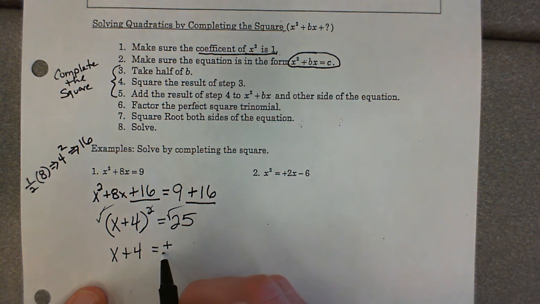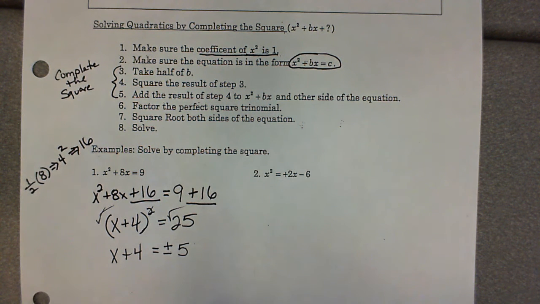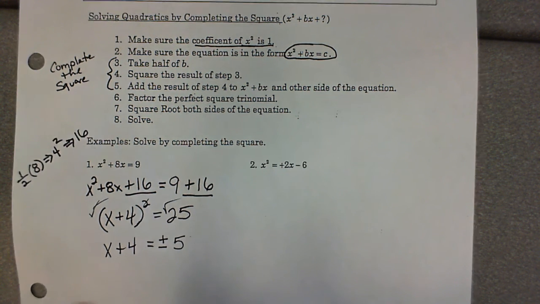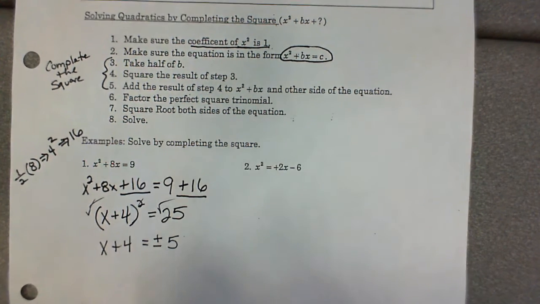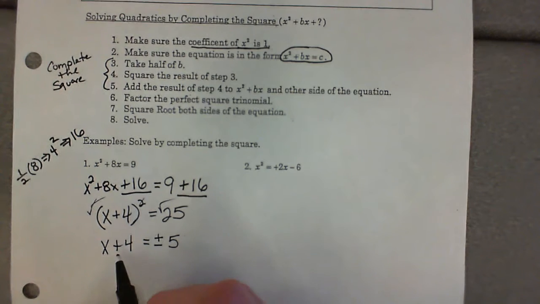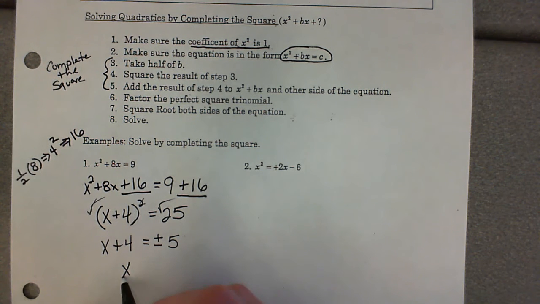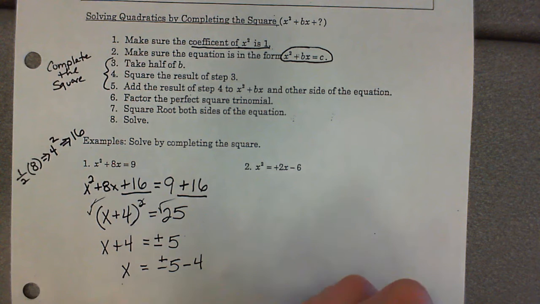So this is going to be plus or minus the square root of 25, which is 5. Because remember, when you take the square root, there's two cases, a positive or a negative. And now we're ready to just finish solving, so we just need to get x by itself, so we're going to subtract the 4. So x equals positive or negative 5 minus 4.